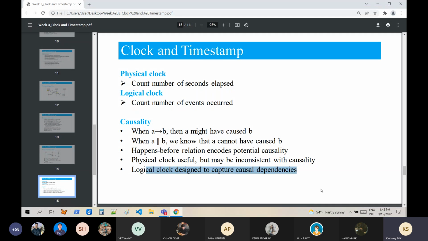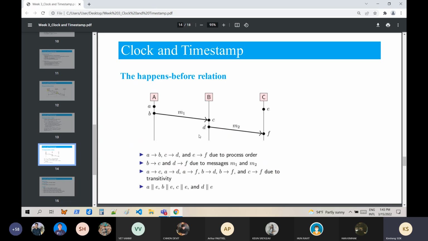So why did distributed systems design another clock called logical clock? Because logical clock can capture the causality. We know that B may happen before C, may happen before D, something like that. But for example, like A and E, if we count on the physical clock, we don't know which one caused which one and which one happened before which one. Okay, so that's why distributed system needs another clock called logical clock.